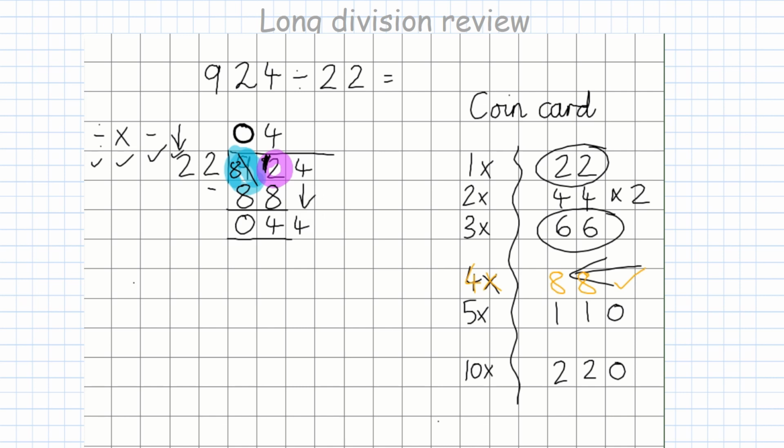We'll bring down the 4. Now it's how many 22s into 44? Well, that's just 2. So 2 goes above the bus stop. 2 lots of 22 is 44. Subtract, leaving us a remainder of nothing. And to solve, we can calculate 42 times 22 and see what answer we get. Have a go at that in your books, because that links to our long multiplication from last week.